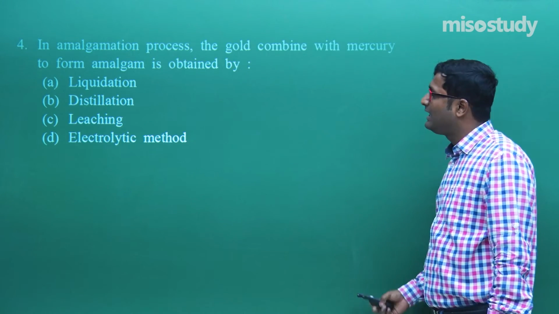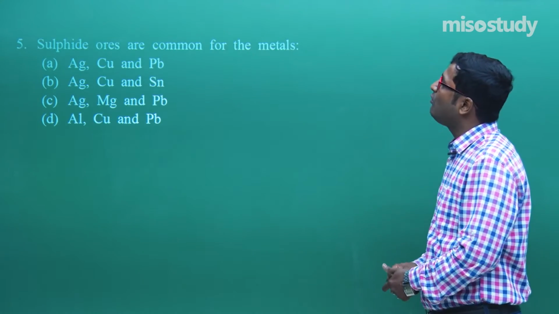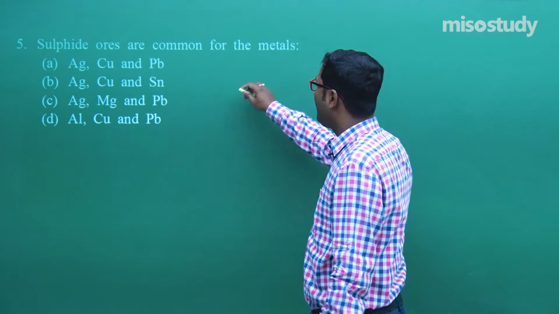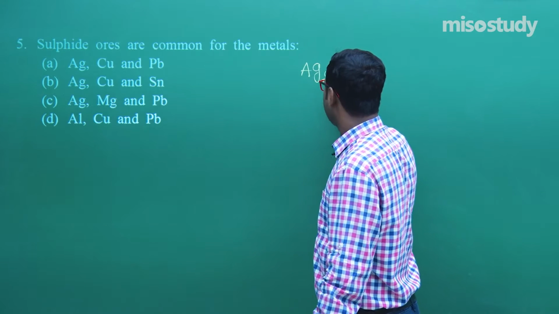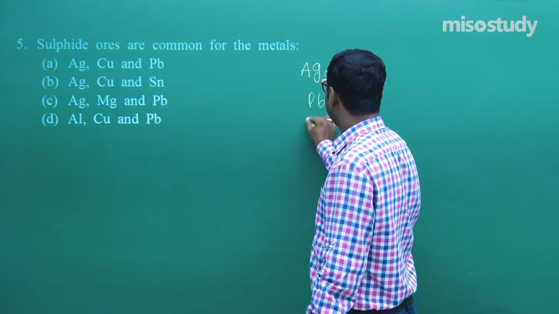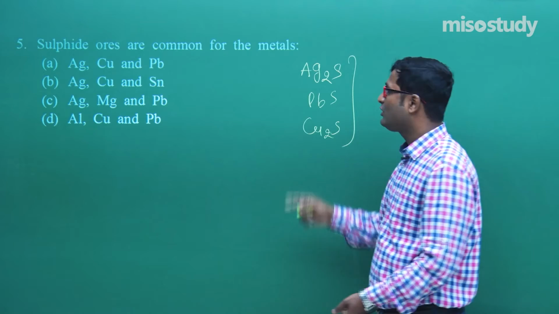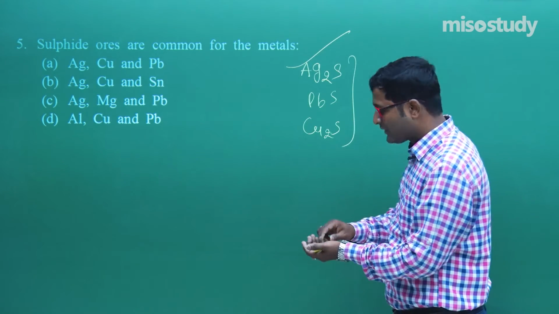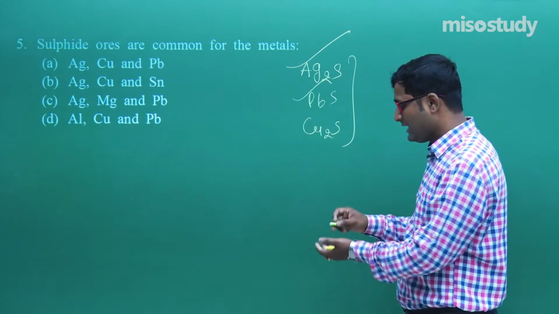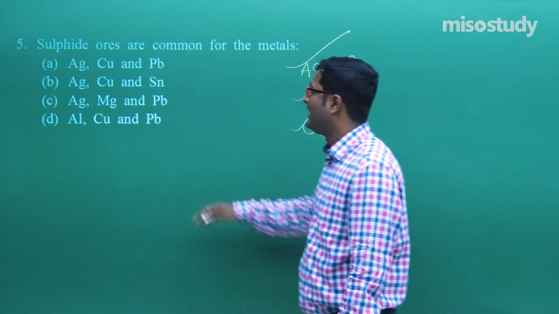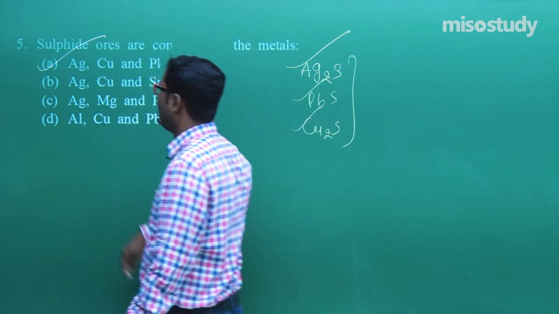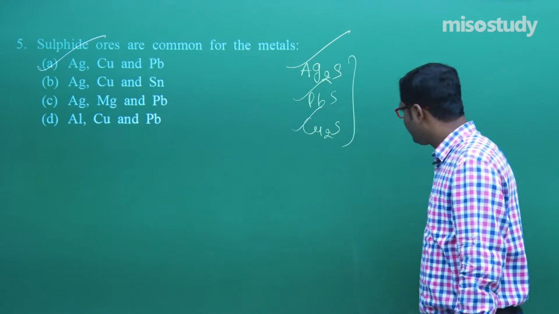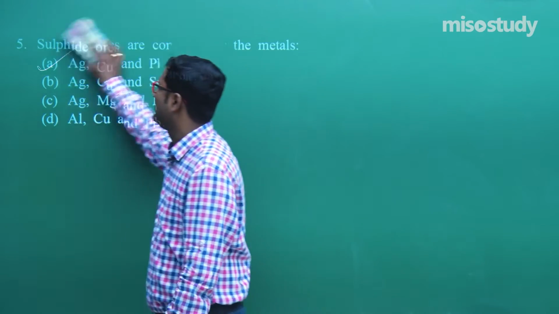Now let's move to the next question. Which sulfide ores are common for, this is a previous year JEE question. Sulfide ores are common for, as I know, the best ones Ag2S, PbS, Cu2S. So these are very common. So in this case we can say sulfide ores are very common for Ag, for Pb, and for copper. That is Ag, Cu and Pb. For question number 5, A is the correct option. Clear? Now I'm going to rub this part and we'll discuss the next one.